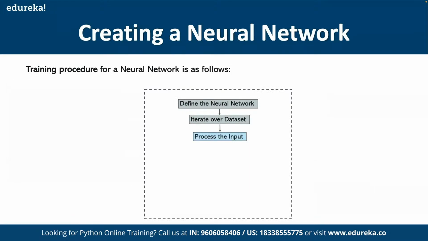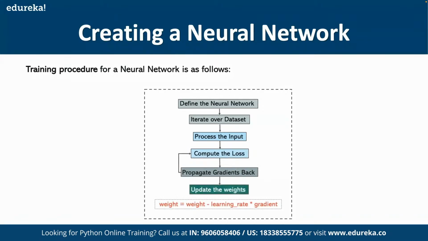The training procedure will include iterating over the data set, processing the input, computing the forward pass, that is the loss, then propagating the gradients, and then updating the weights. So this is how we are going to create a neural network.